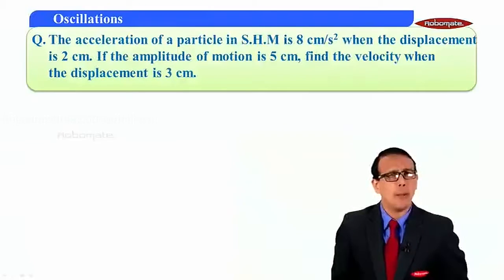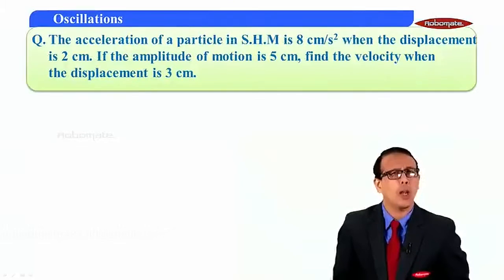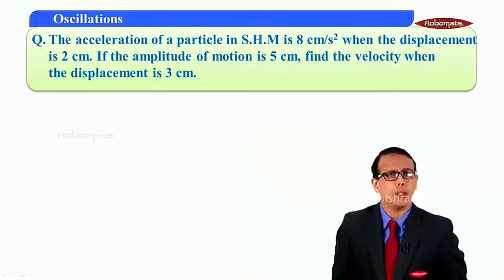The acceleration of a particle in SHM is 8 cm per second square when the displacement is 2 cm. If the amplitude of the motion is 5 cm, find the velocity when the displacement is 3 cm.